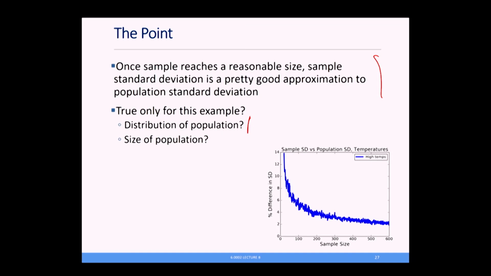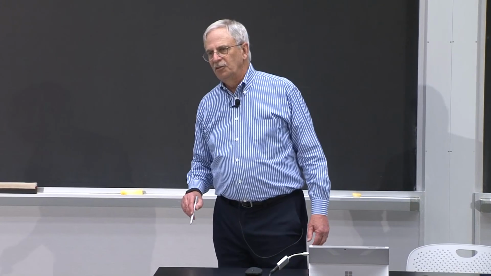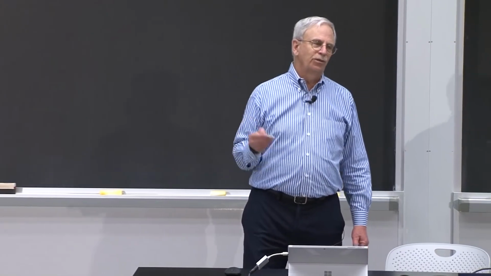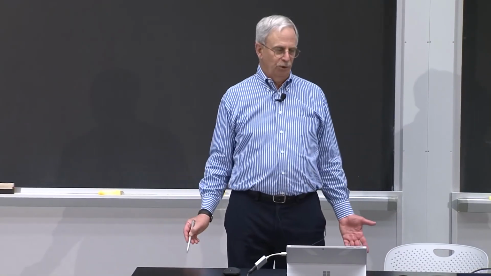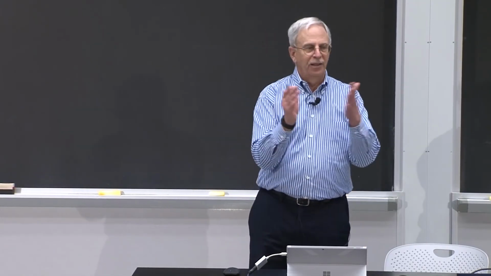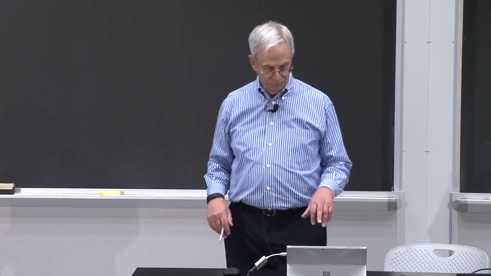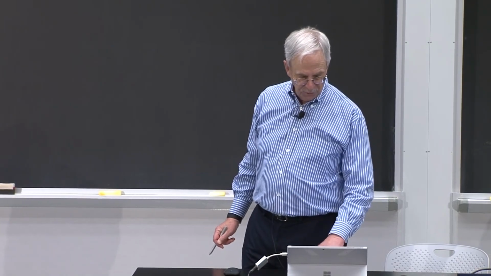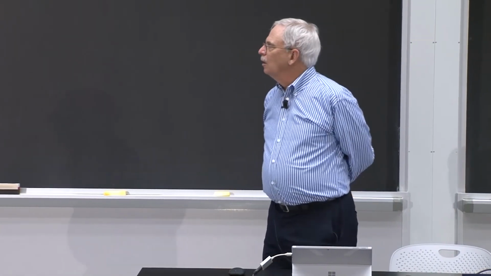And the other thing we should ask is, well, suppose we had a different size population. Suppose instead of 400,000 temperatures, I had 20 million temperatures. Would I need more than 600 samples for the two things to be about the same? Well, let's explore both of those questions.